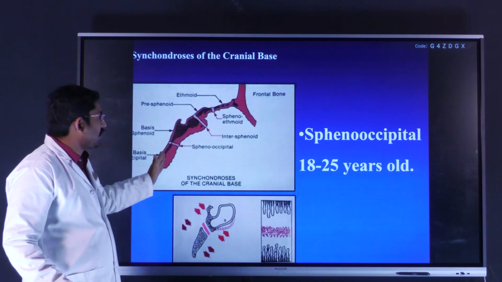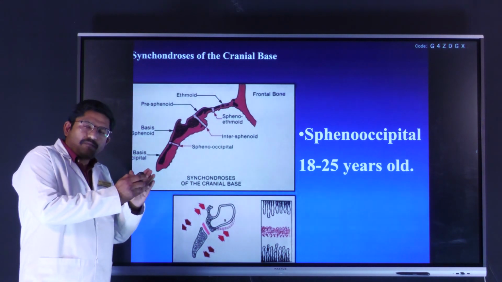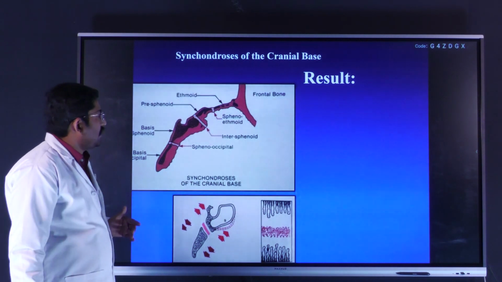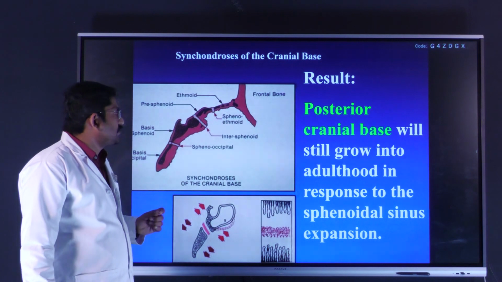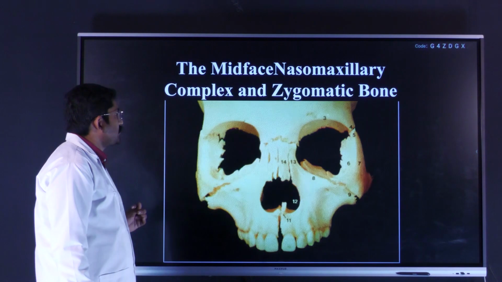The spheno-occipital is fused by around 18 to 25 years of age. That is your posterior cranial base. The posterior cranial base will still grow into adulthood in response to the sphenoidal sinus expansion.